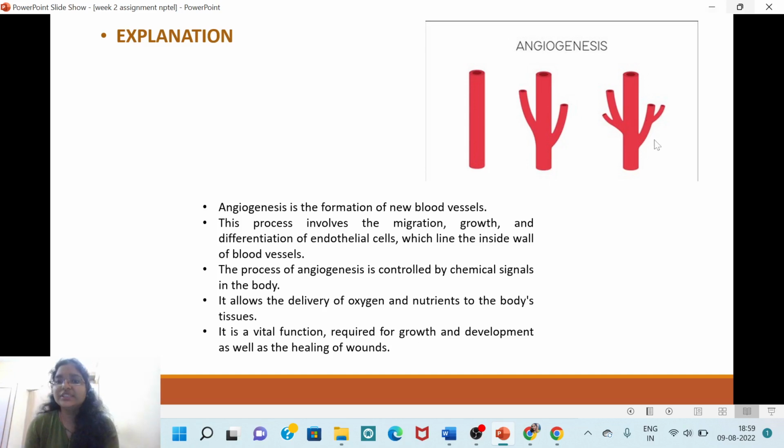And the process of angiogenesis is mainly controlled by chemical signals in our body. So the main function of angiogenesis is the delivery of oxygen and nutrients throughout our body tissues, right? The formation of new blood vessels leads to delivery of oxygen and nutrients throughout our body. It is a very vital process required for growth and development as well as healing of our wounds, right?